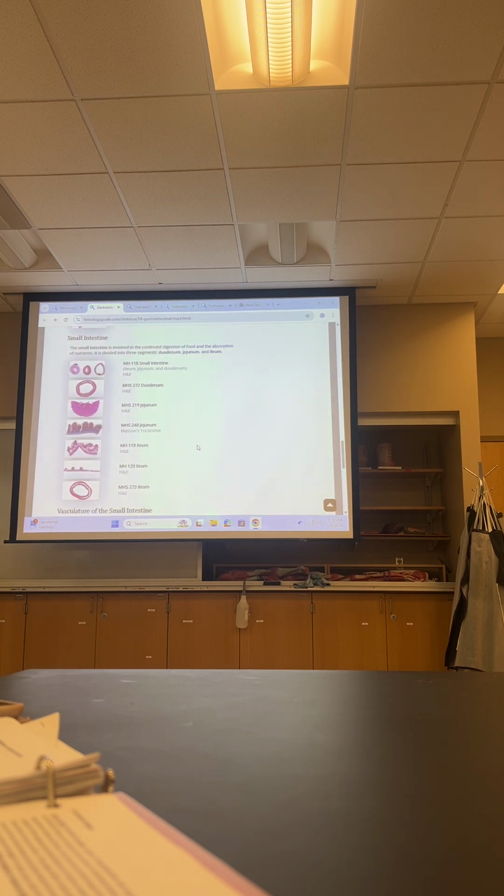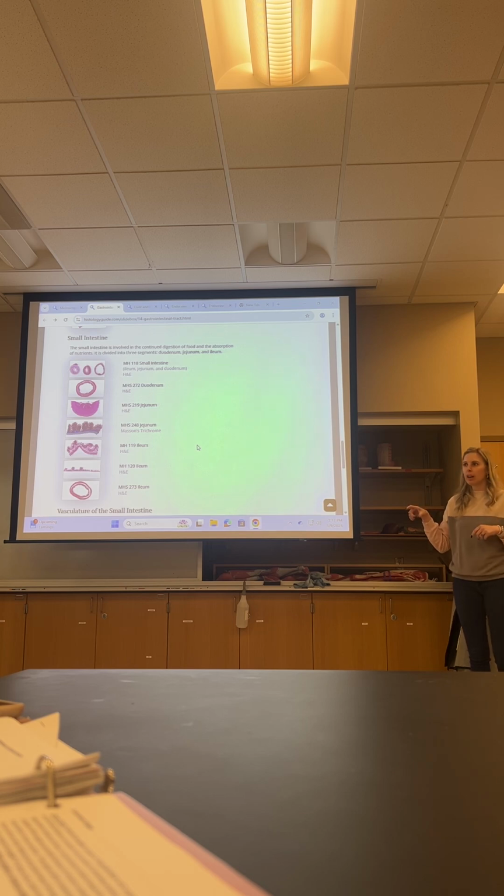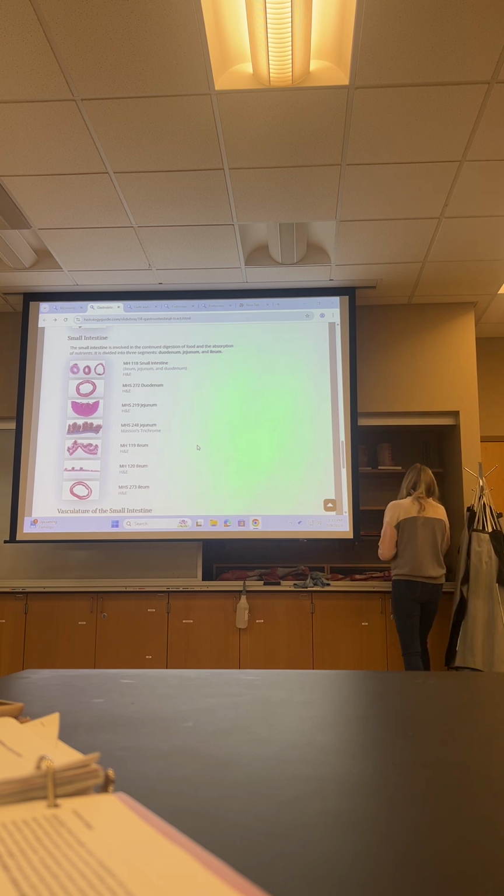All right, small intestine. So the small intestine itself is broken up into three regions. The region that's connected to the stomach is known as the duodenum, and then the duodenum becomes the jejunum, and then the jejunum becomes the ileum. So let's see here.